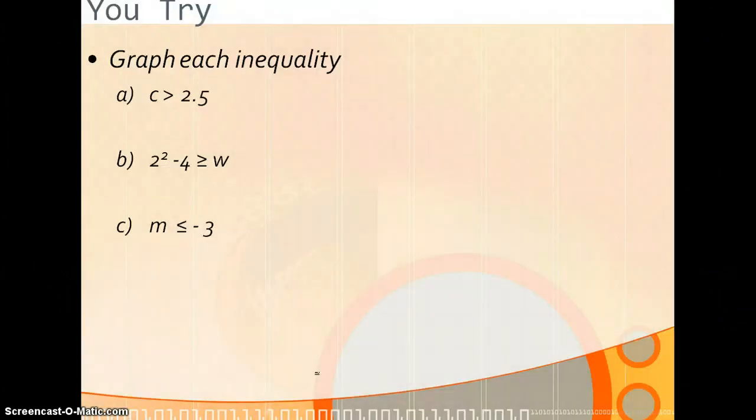All right, so for the U-try, you're going to graph each of the following. So C is less than 2.5. 2 squared minus 4 is greater than or equal to W. That one's backwards, so please remember you're going to want to fix it. And then the last one is M is less than or equal to negative 3. Also, when it comes to B, you are going to need to simplify before you graph.